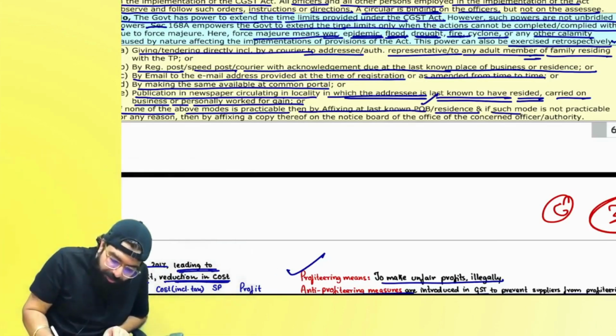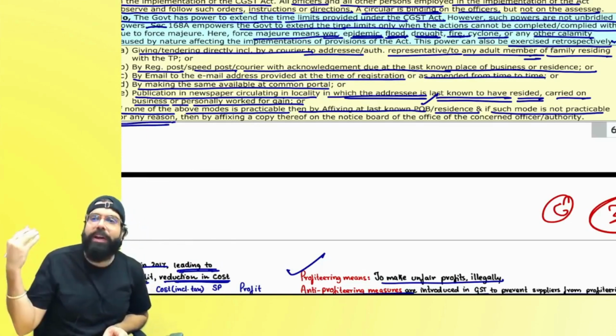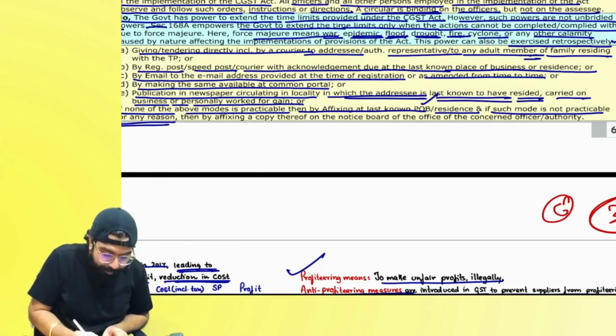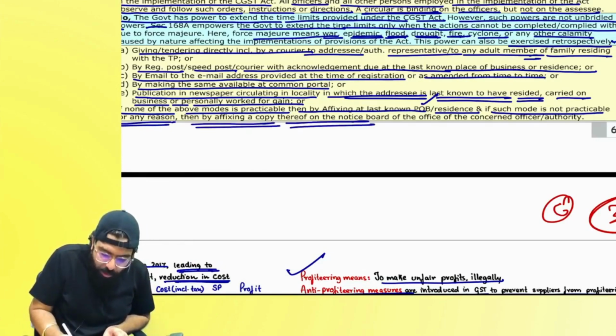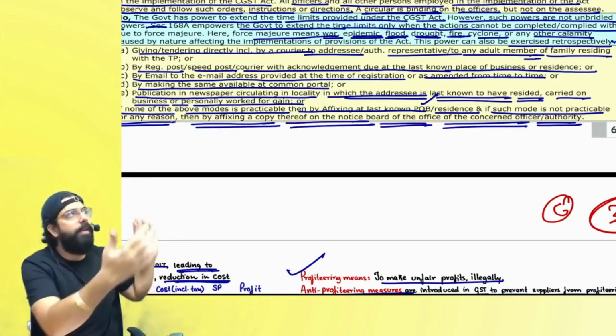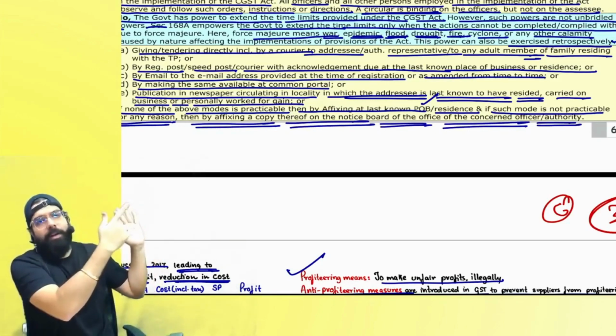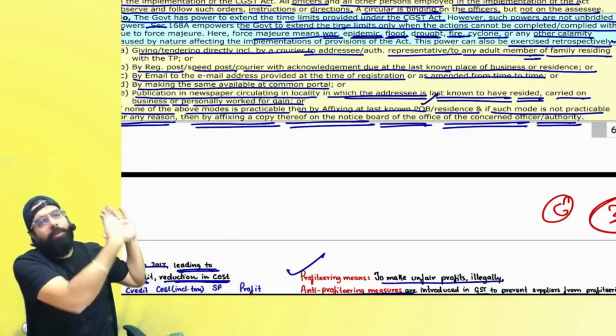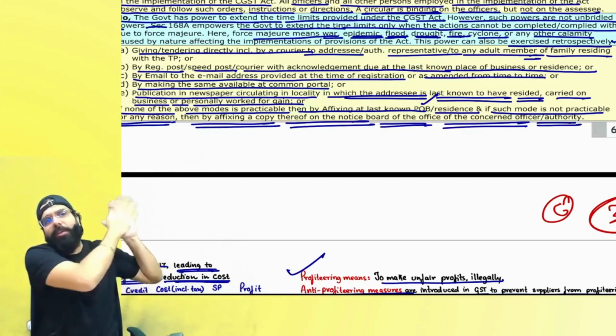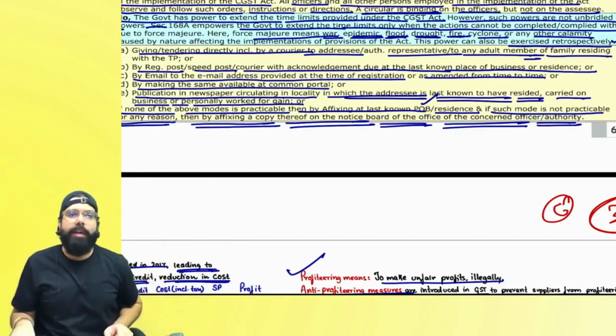If such a mode is not practicable, sir, we don't know where he stayed last, he ran off, fly by night, issued bogus invoices and ran off. How do we issue him notice now? They say, for any other reason, if it is not practicable and you are not able to find his residence or place of business, then by affixing a copy on the notice board of the office of the concerned officer or authority. Outside your room, on the notice board, you can put up that this person has issued bogus invoices, along with the notice or order. You can just affix it in your office only. Can we go ahead, everyone?